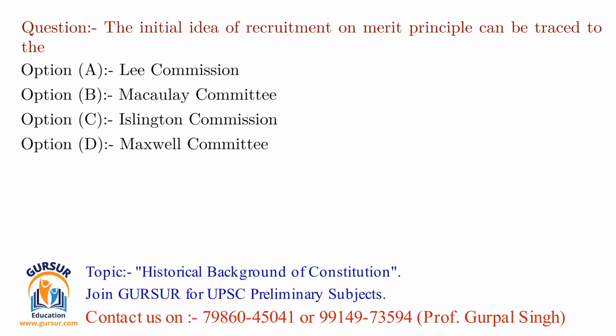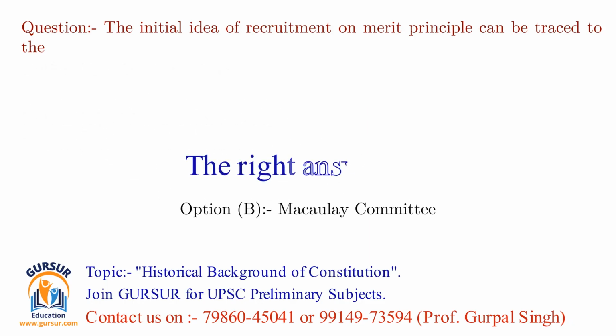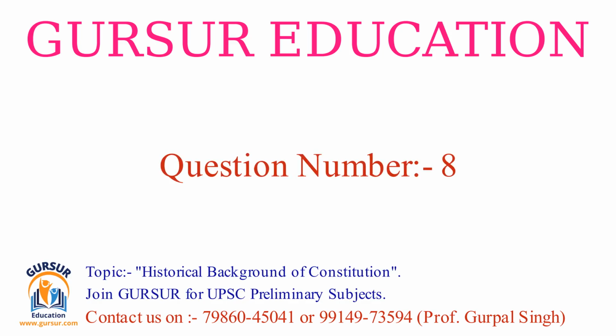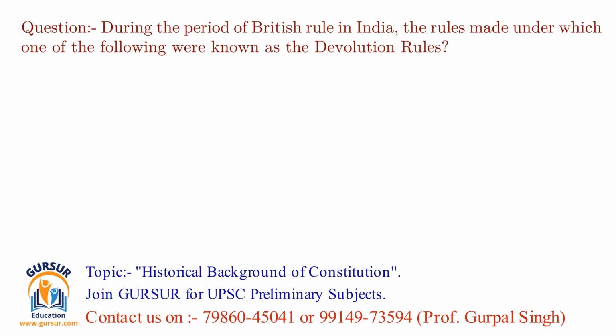And your time starts now. So the right answer of this question is option B, and that is Macaulay Committee. So now we move next. The question number 8 is, during the period of British rule in India, the rules made under which one of the following were known as the devolution rules? The option A is Government of India Act 1919.